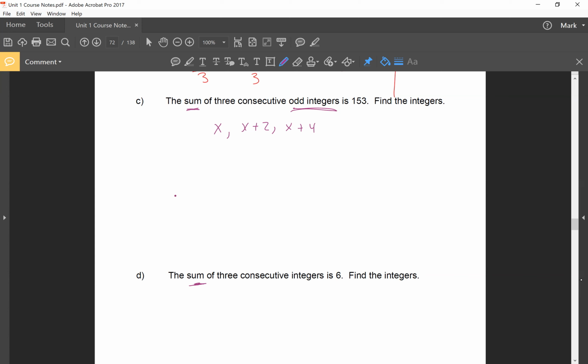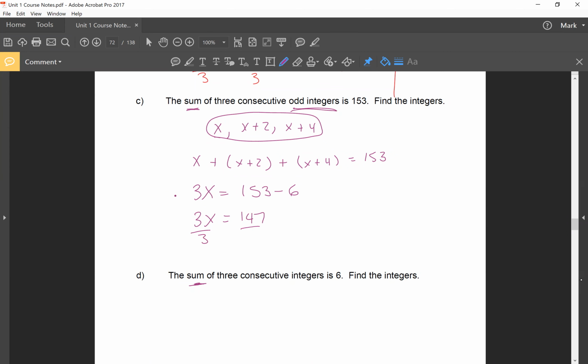So I have my 3 integers here, but I need to make an equation out of it. So the sum, x plus x plus 2 plus x plus 4 is equal to 153. So 3x is equal to 153 minus 6. 3x is 147. And I'll divide that by 3. So 147 divided by 3 gives me 49.